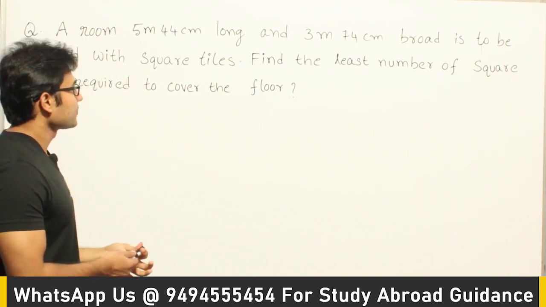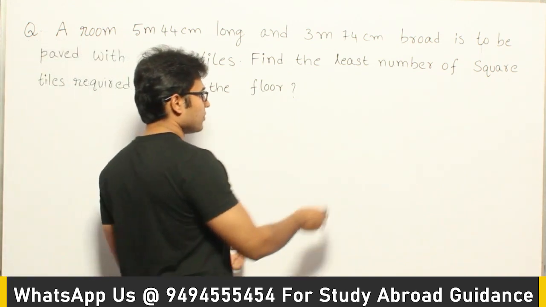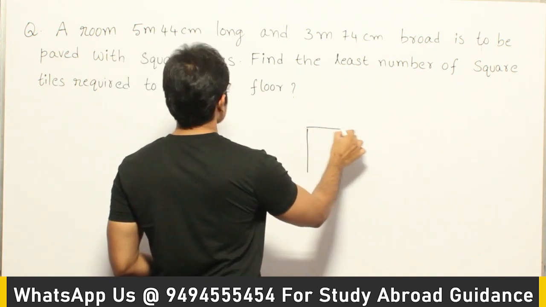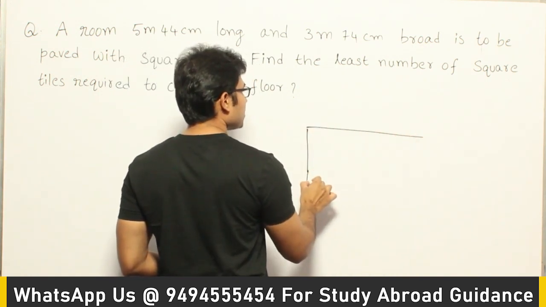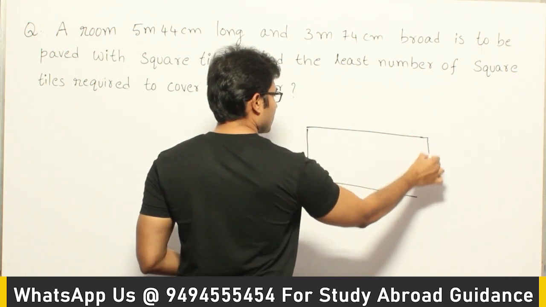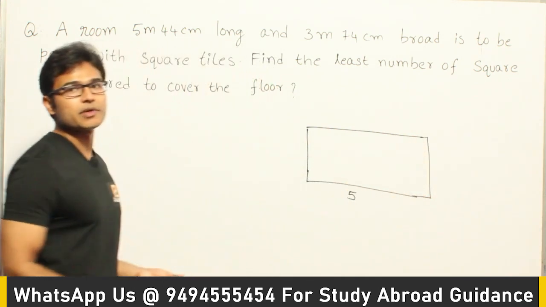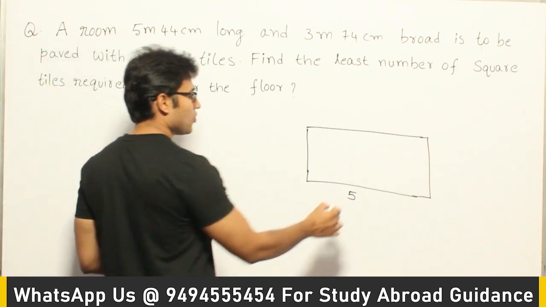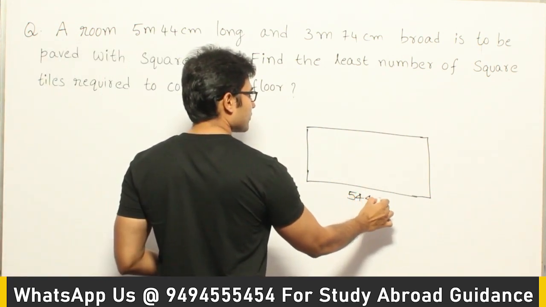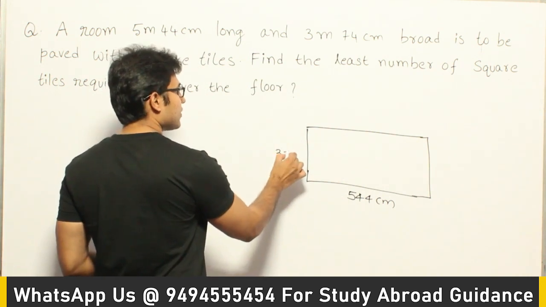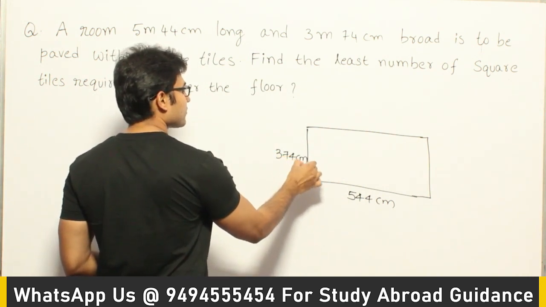So they are saying that there is a room, a rectangular room, which is like this. Its length is 5 meter 44 centimeter. I am converting everything to centimeters, so it is going to be 544 centimeters. This is the length, and the breadth is given as 374 centimeters.